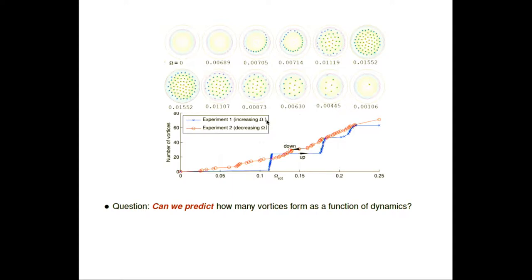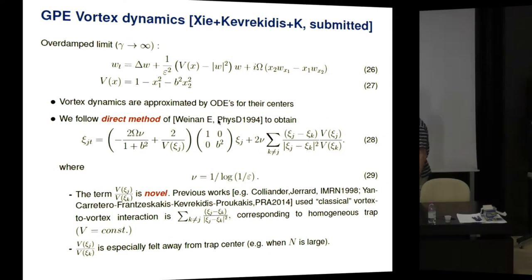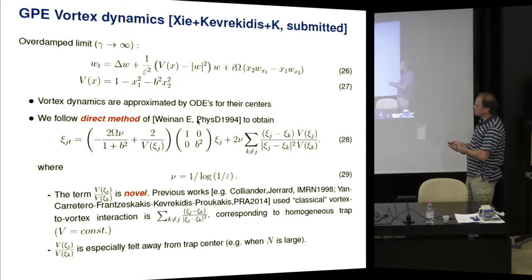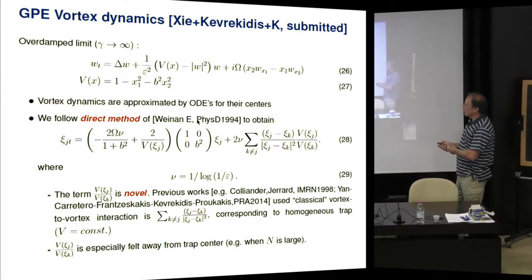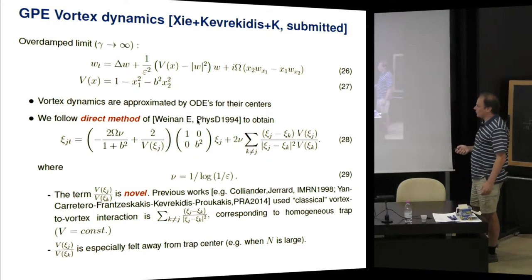So the maximum number of vortices. Okay, so to do that, this is the paper, and this is mostly the work of my students, Xuanxuan and Xie. So again, there's this method of deriving the reduced equations for the vortex motion. It looks basically like the classical vortex-to-vortex interaction term here. But then there are additional terms that come from the trap, this parabolic trap here.